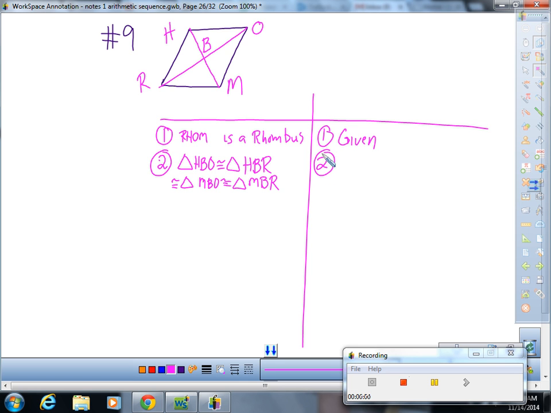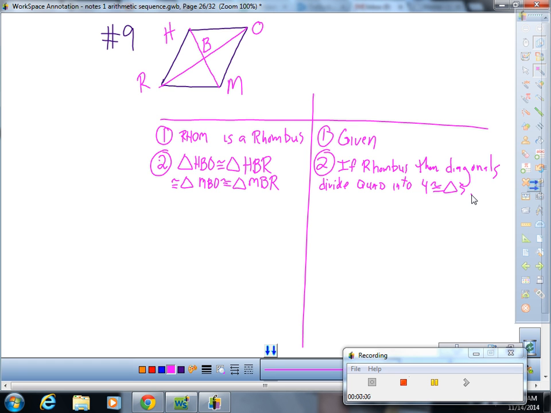Now the theorem takes a while to write, but it saves us so many steps. If rhombus, then diagonals divide the quad into what? 4 congruent triangles. Did you know that one?